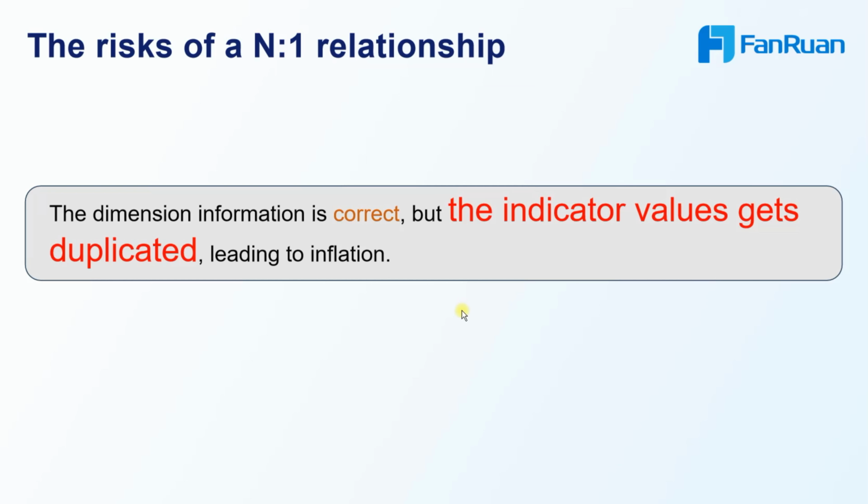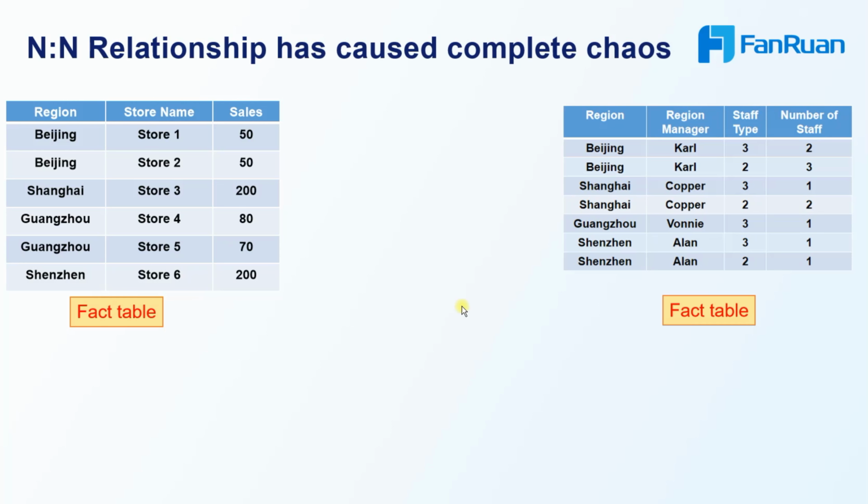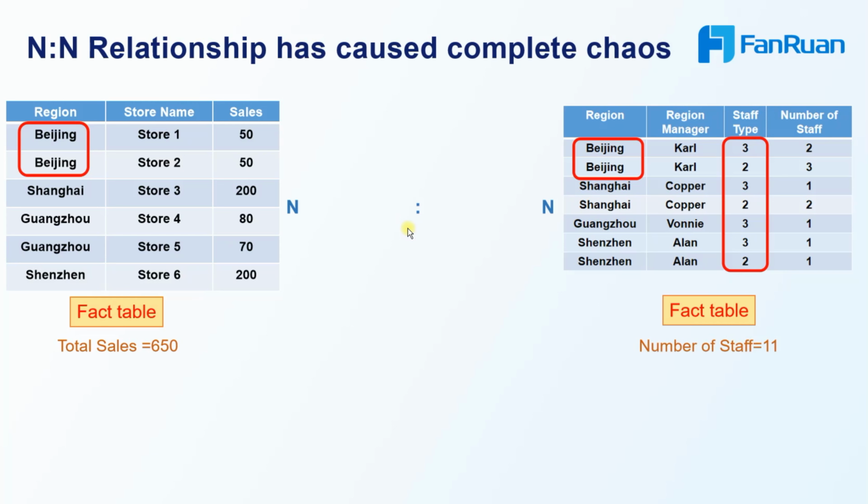Next, let's talk about the many-to-many relationship. This situation leads to even greater chaos. We now have two fact tables. In the right table, we add a new field called employee type, which classifies employees in each region based on their rank, with corresponding employee counts. For Beijing, we now have two types of employees, level 3 and level 2, which makes the data split into two rows. Similarly, the left table now also has two rows for Beijing due to the different stores. Now, the left table's single row will correspond to two rows in the right table, and vice versa. This is the many-to-many relationship.